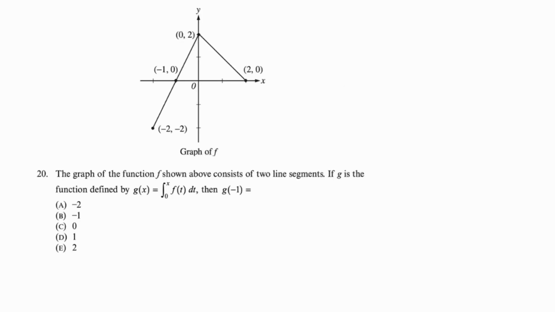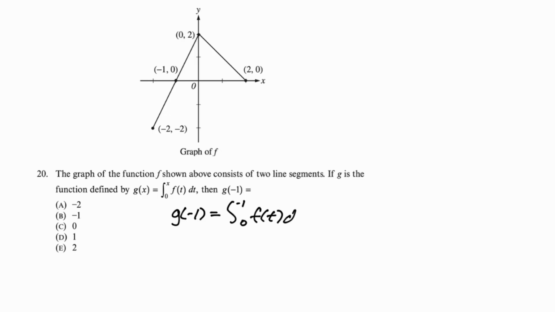20. The graph of the function f shown above consists of two line segments. If g is the function defined by g of x equals the integral from 0 to x of f of t dt, then g of -1 equals. All right, so first thing I'm going to do is write down what g of -1 is. g of -1 is going to be the integral from 0 to -1 of f of t dt.